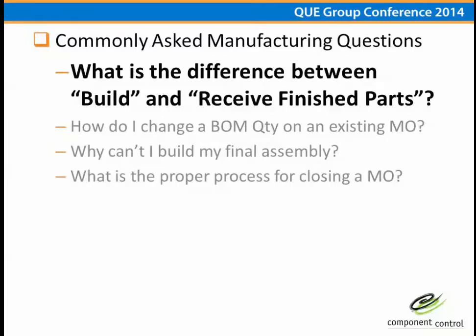Those of you that started out with manufacturing years ago only had that build option, right? That was the first option that we had to be able to create that stock line in the system. And then a couple of years later, we introduced the receive finished parts item. So maybe if you've been using manufacturing for quite some time, you're still using this build option, and maybe you're not familiar with the receive finished parts option, or vice versa. So we want to talk a little bit about what the difference is between those two.